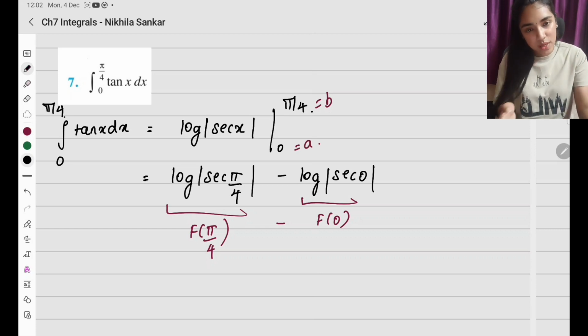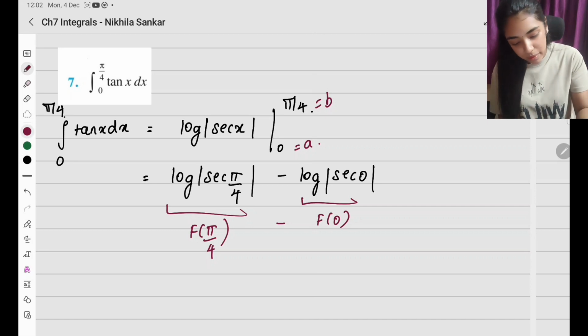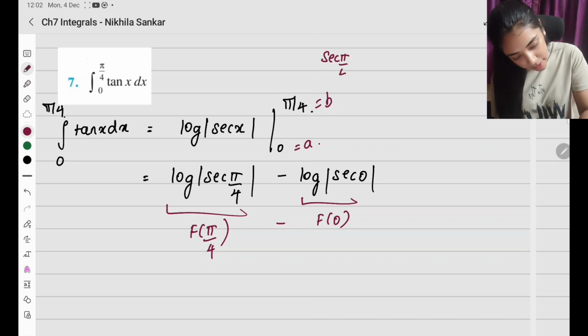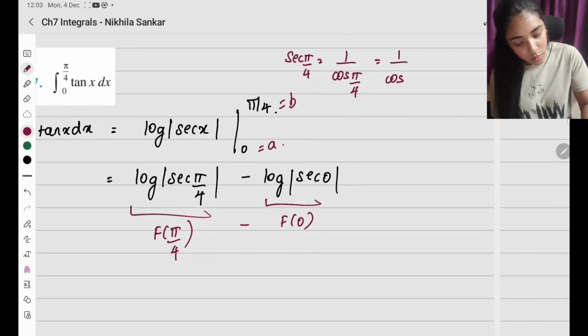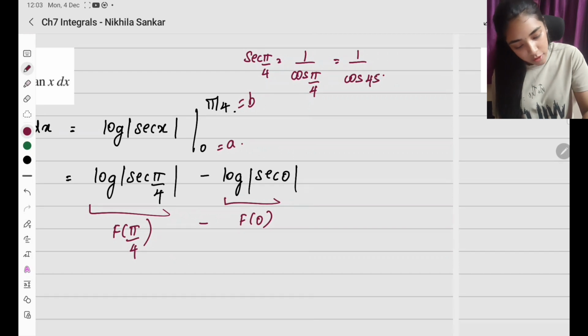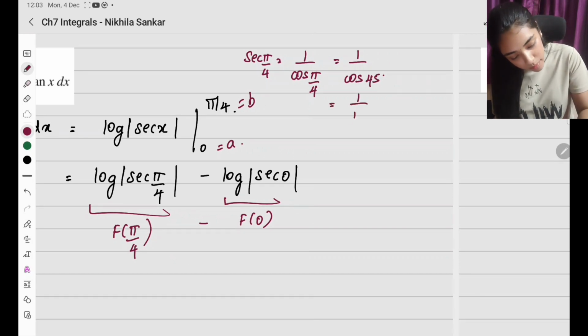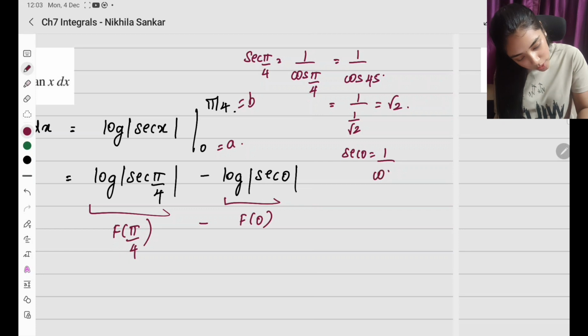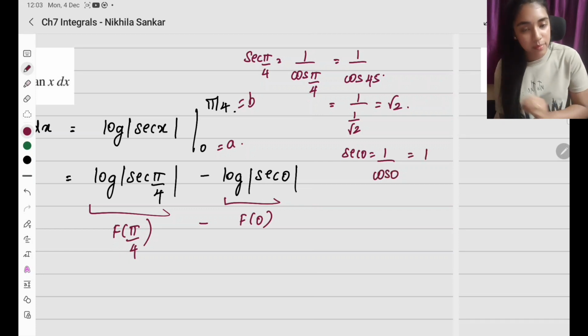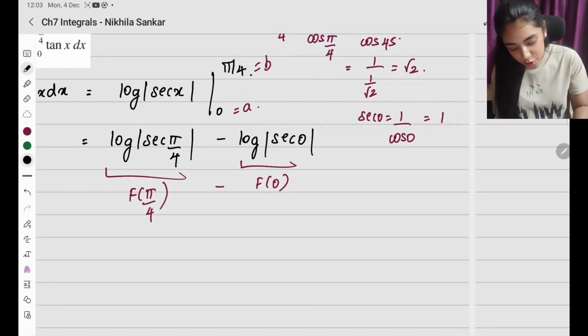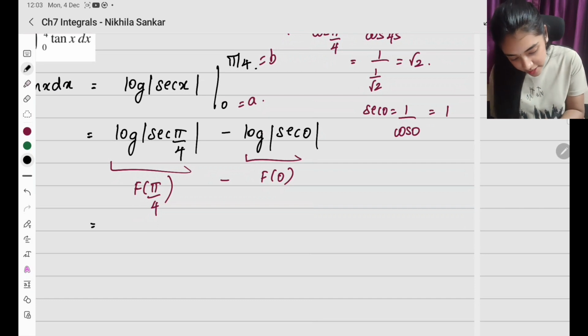So now I need to assign the values. So what is secant pi by 4? Secant pi by 4 is nothing but 1 by cos pi by 4. What is cos pi by 4? Cos 45. So 1 by cos 45. What is cos 45? 1 by root 2. So I have 1 by 1 by root 2, which is going to be simply root 2. Okay. Now what is secant 0? Secant 0 is going to be 1 by cos 0. 1 by cos 0 is simply 1. Okay. Now when I substitute the values, write them separately like this and then substitute.